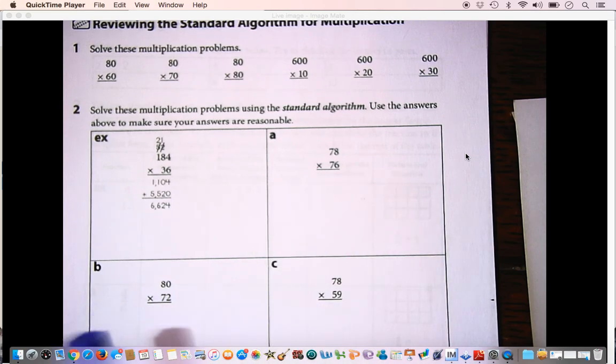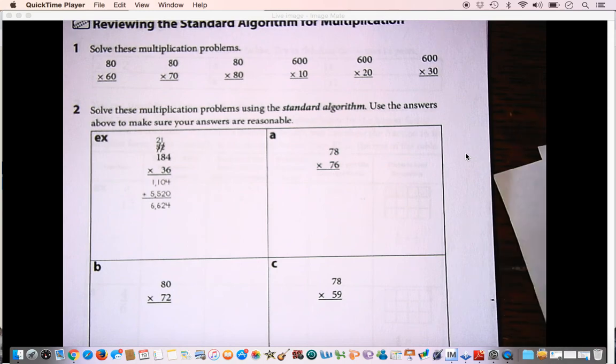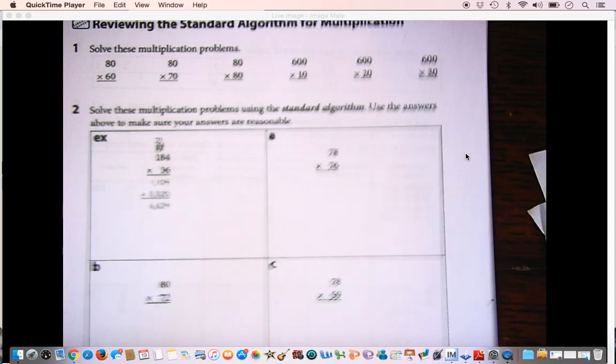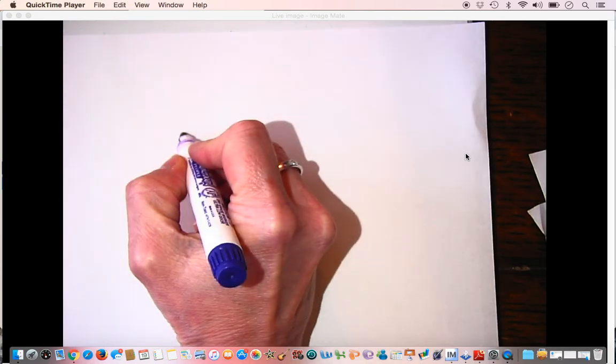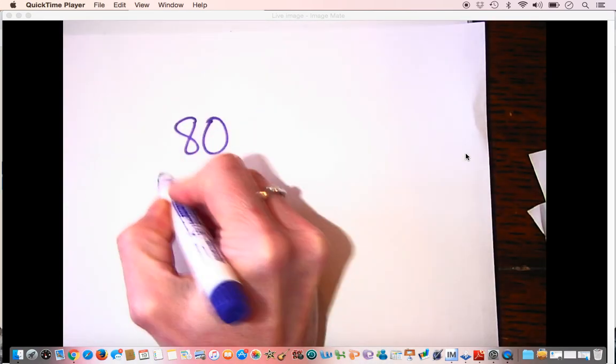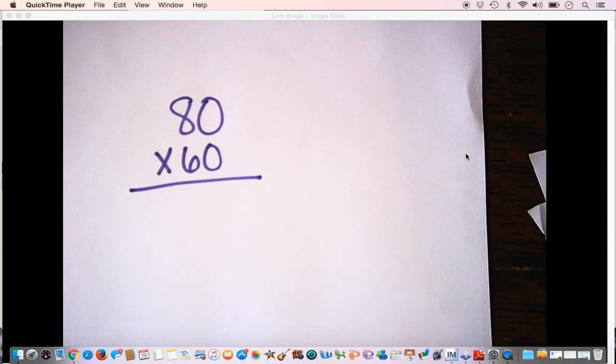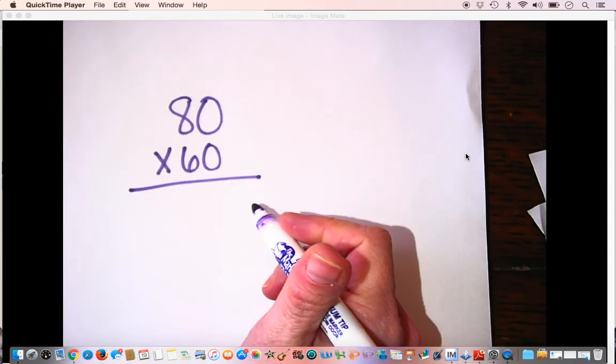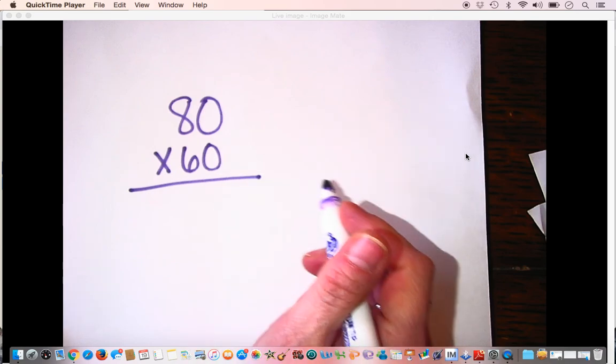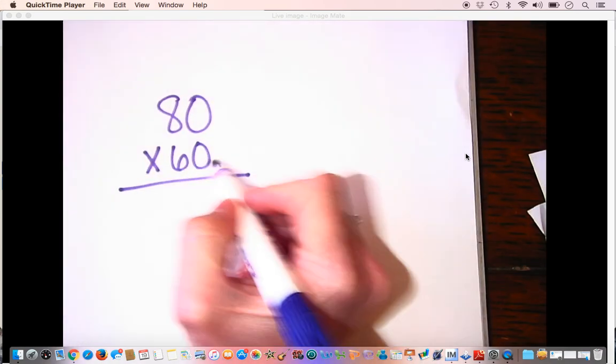I thought this morning that I would just go over a couple of these problems to make sure you understand what you need to do. So I'm going to use a bigger piece of paper over here, and I'm going to start with the first problem. We'll do 80 times 60. With 80 times 60, I can see a shortcut, but I'm going to show you how to do it using the standard algorithm, and then I'll show you the shortcut.